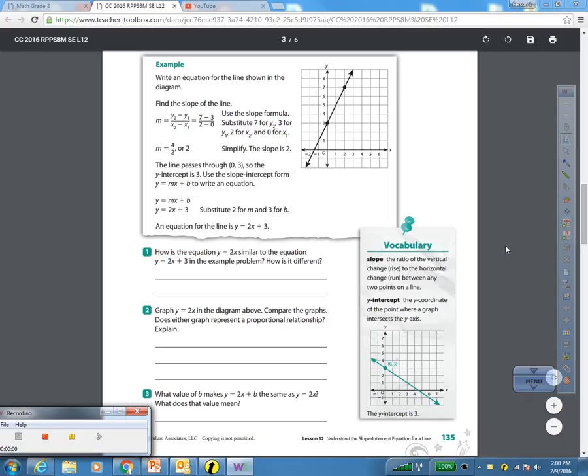Hi class, this is homework help with page 135 and 136. So to start today, we are dealing with a couple proportions and some equations, and I'd like you to go ahead and read through the example.